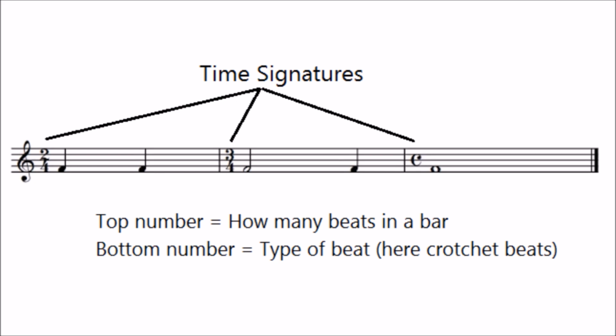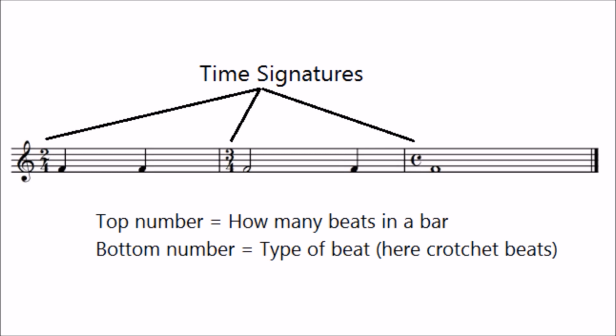For example, in the first bar there is a time signature of 2-4. This means that there are 2 beats in a bar and the beats are crotchets. Or put more simply, there are 2 crotchet beats in a bar. The second bar has a time signature of 3-4, meaning 3 crotchet beats in a bar.